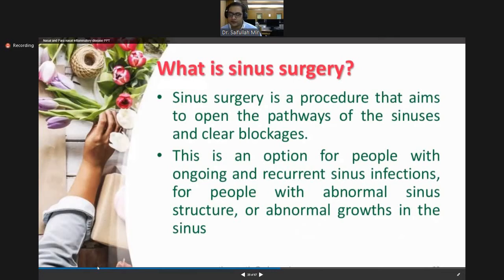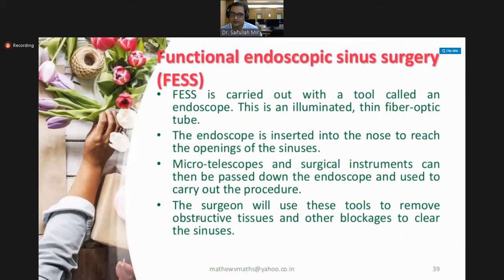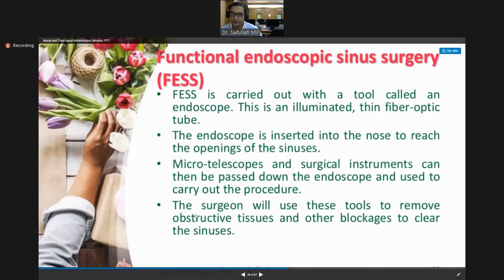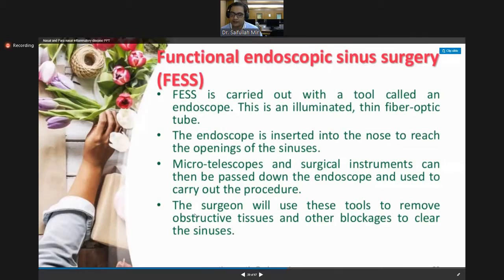So what we are doing is functional endoscopic sinus surgery, which is via a tool called an endoscope, which is a thin fiber optic tube. Basically, it allows us to have a 3D magnified vision of the sinuses, so we can address it. And when we say functional, we retain the normal drainage pathways and we just improve them. Otherwise, if we just change the drainage pathway, then the word functional is dropped and it becomes endoscopic sinus surgery.